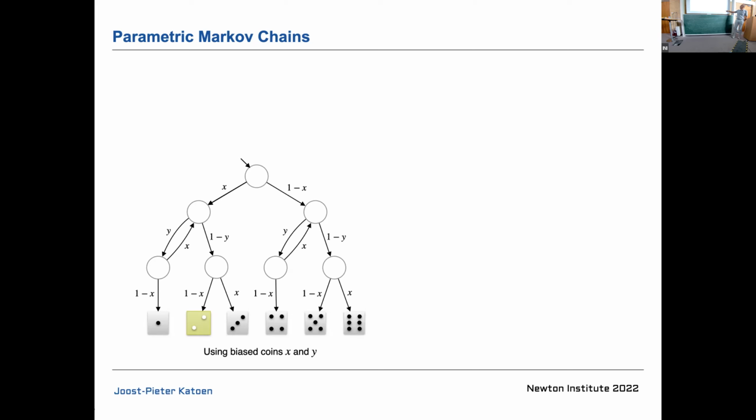So with probability Y, I go here, with 1 minus Y, I go there. And here, apparently, I use the same coin as in the beginning. I use X and 1 minus X. Okay, good. So these are the parameters.